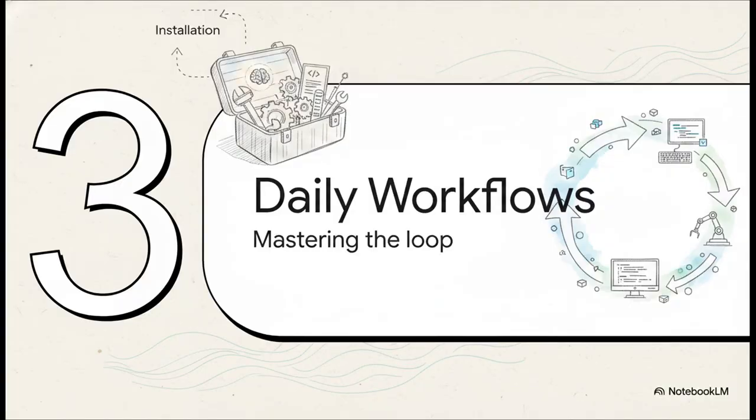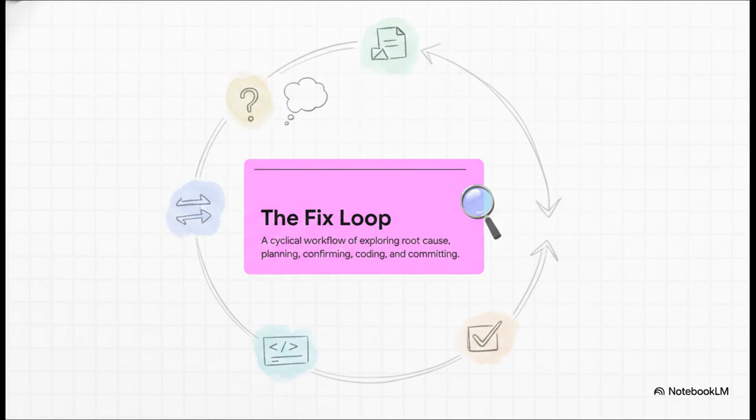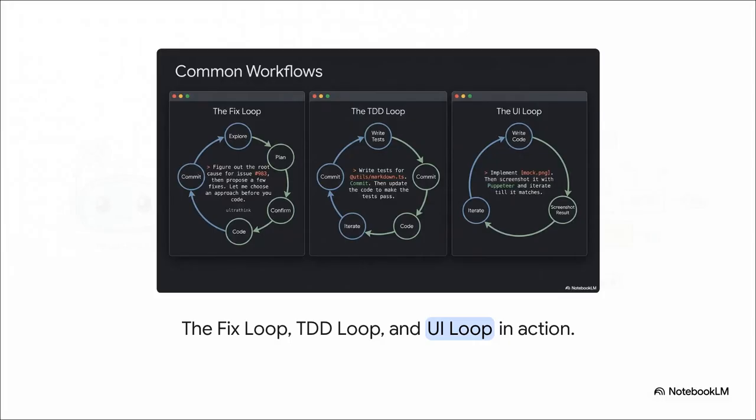Moving on to Section 3, mastering your daily workflows. So you have it installed, you know the tools, but how does this actually change your day-to-day coding? Well, you've got to understand what we call the fix loop. This is a complete shift in how you troubleshoot. Instead of that old manual, linear slog, the fix loop is cyclical. Claude explores the root cause, comes up with a plan, asks you to confirm it, writes the actual code, and then commits the fix. Your role completely shifts. You go from being the primary typist to being the reviewer and the approver. It acts as this tireless, active participant in all of your iterative cycles.